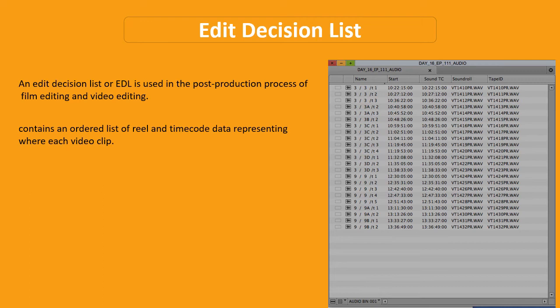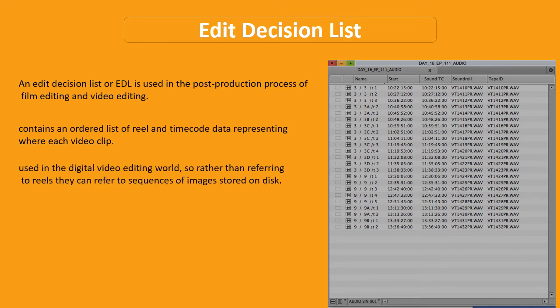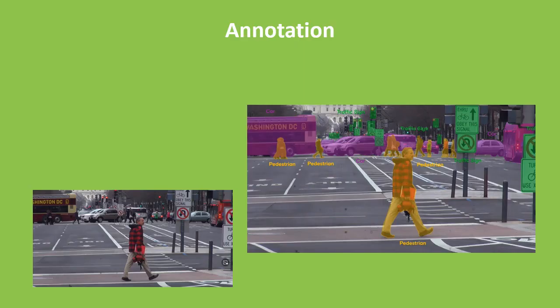They are also often used in the digital video editing world. So rather than referring to reels, they can refer to sequences of images stored on disk. Some formats, such as CMX3600, can represent simple editing decisions only. Final Cut Pro XML, the Advanced Authoring Format or AAF, and AviSynth scripts are relatively advanced file formats that can contain sophisticated EDLs. Video annotation is a labeling process used to train AI to detect objects and audio in videos.